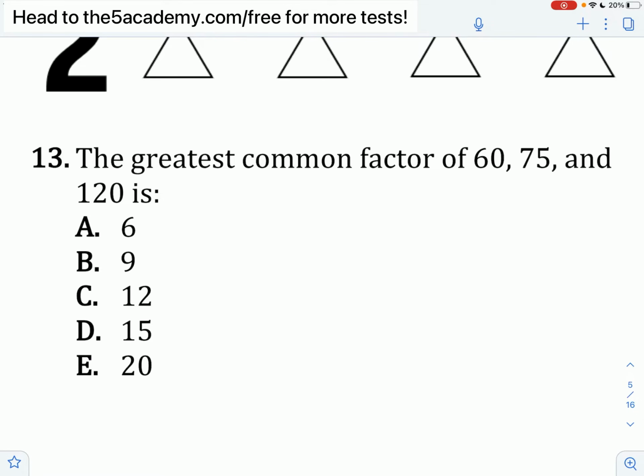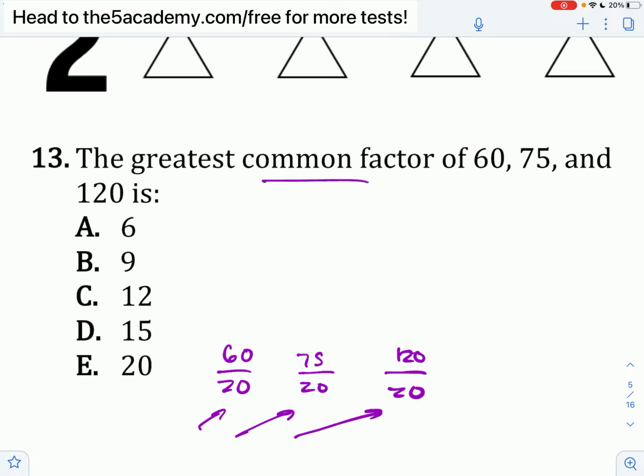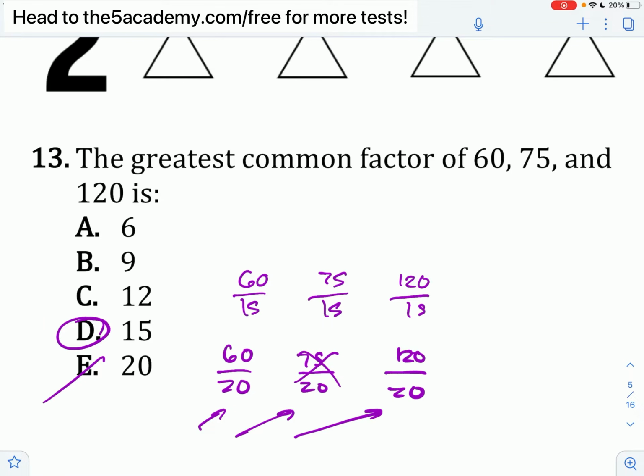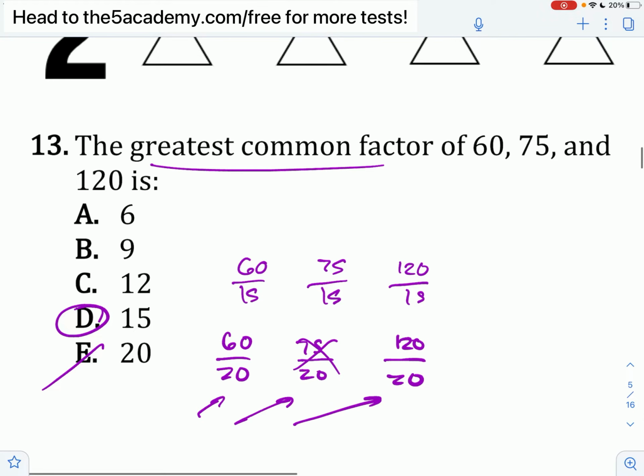So for example, let's just test 20, okay? So 60 divided by 20, 75 divided by 20, 120 divided by 20, okay? All three of these numbers should be divisible by this if 20 is a factor of all three of them, if it's a common factor, okay? Now 75 divided by 20 gives you a decimal, so that doesn't work. Let's try the same thing with 15. 60 over 15 equals 4, 75 over 15 equals 5, and 120 over 15, I think it equals 8 or something like that. So for this reason, since it's the biggest answer option given to you that works, it has to be the greatest common factor of these three numbers. Okay, that's one way to do it.